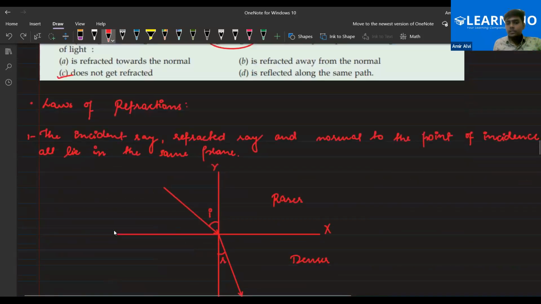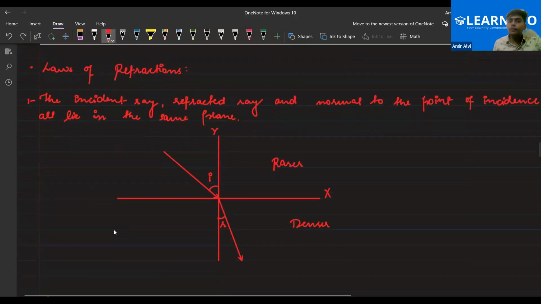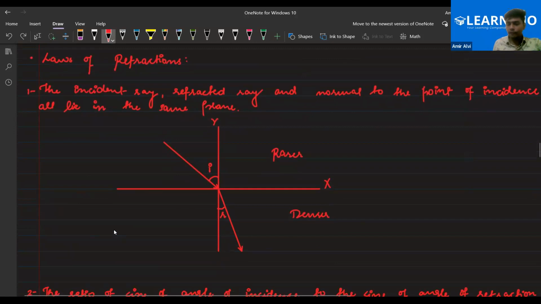Okay, now let's discuss the laws of refraction. Similar to the reflection part, there are two laws of refraction as well. The first law is very similar to the law of reflection: the incident ray, refracted ray, and normal to the point of incidence all lie in the same plane. It means that only two axes are involved, right? Two coordinates, basically two axes, either x, y, or y, z, or x, z axes are involved, right?